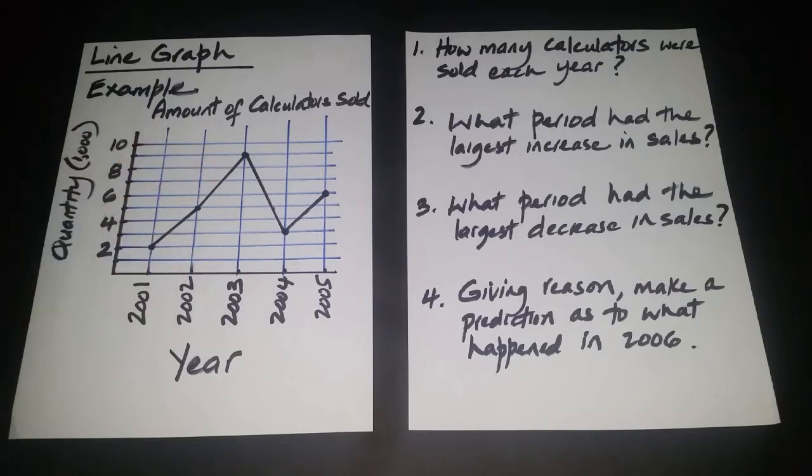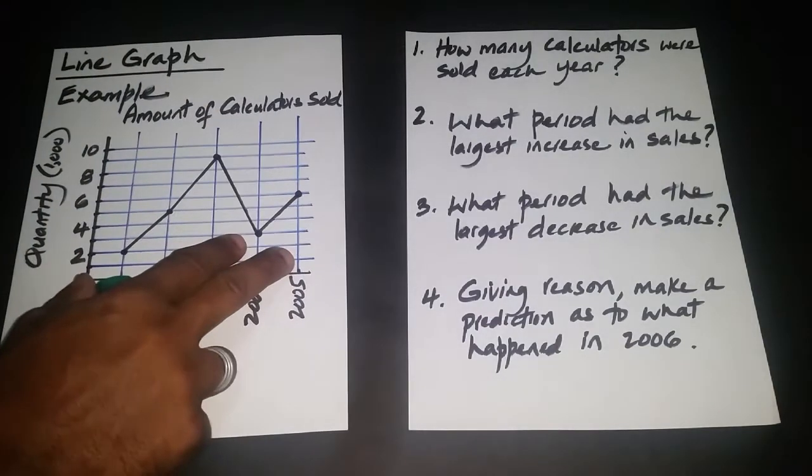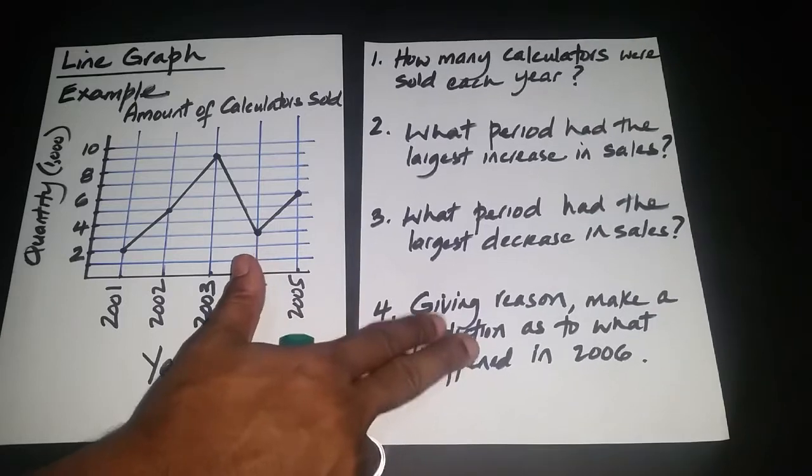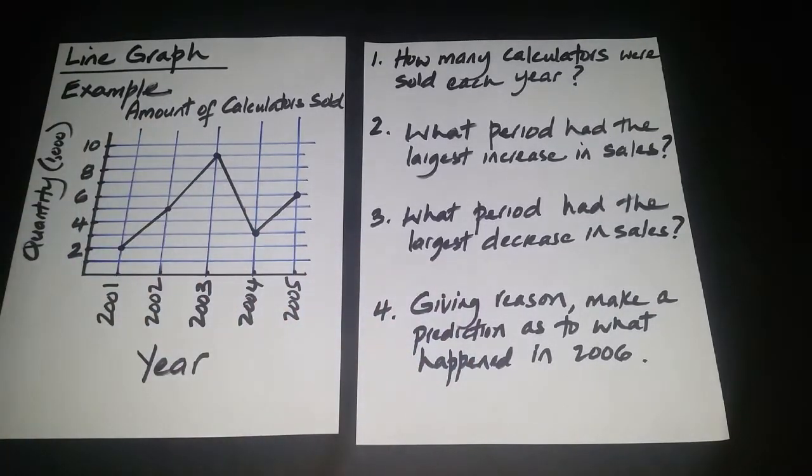So the line graph actually reflects the number of calculators sold over a 5-year period, and that is quite obvious on the graph. Now the first question says, let me slide this over a little bit, how many calculators were sold each year? So let's get into that.